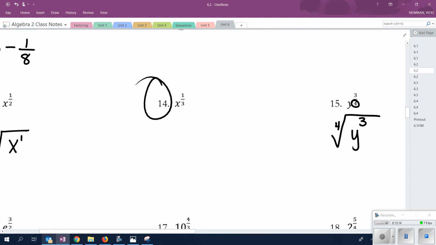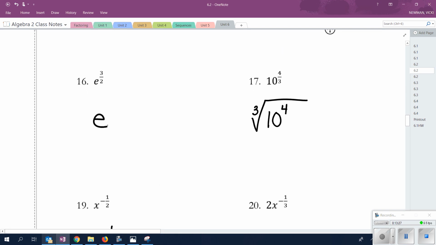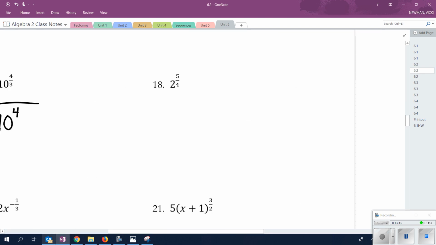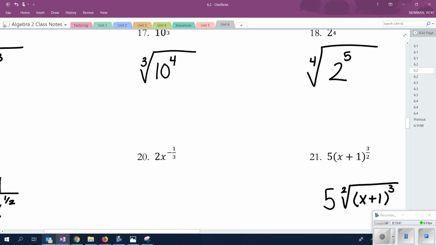14. How do we write that? What's the power? 1. What's the index on the root? 3. 16. What's the power? What's the index on the root? 18. What's the power? What's the index on the root? You sound like you're so bored.